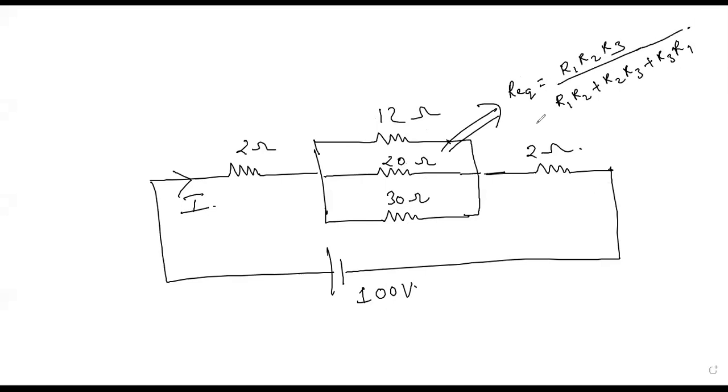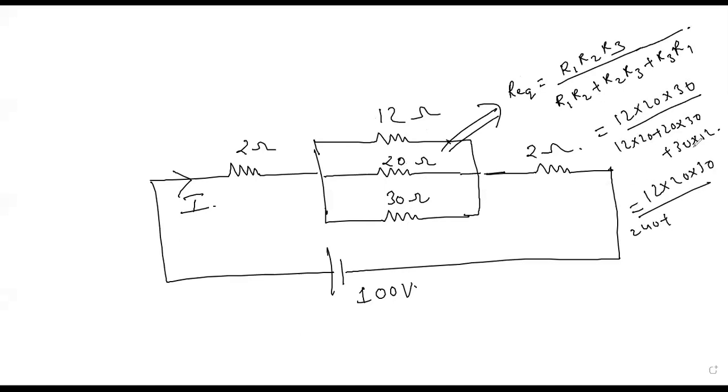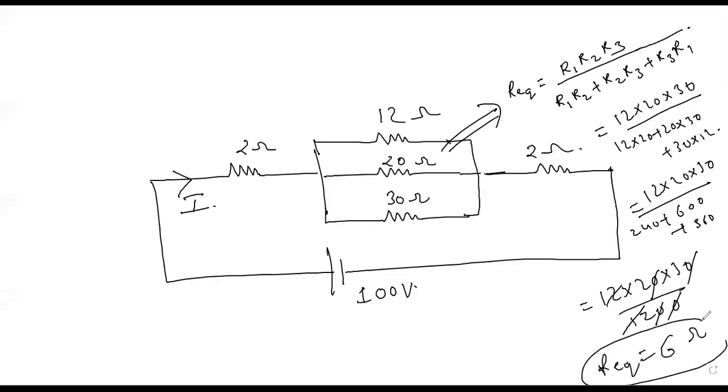When I put the values, 12 into 20 into 30 divided by 12 into 20 plus 20 into 30 plus 30 into 12. So this is 240, this is 600, and this is 360. These two make 600 and this is 600, so 1200. So I'm having 12 into 20 into 30 by 1200. 12, 12 cancel, so 6. Are you getting R equivalent as 6 ohms, students? Please cross verify.